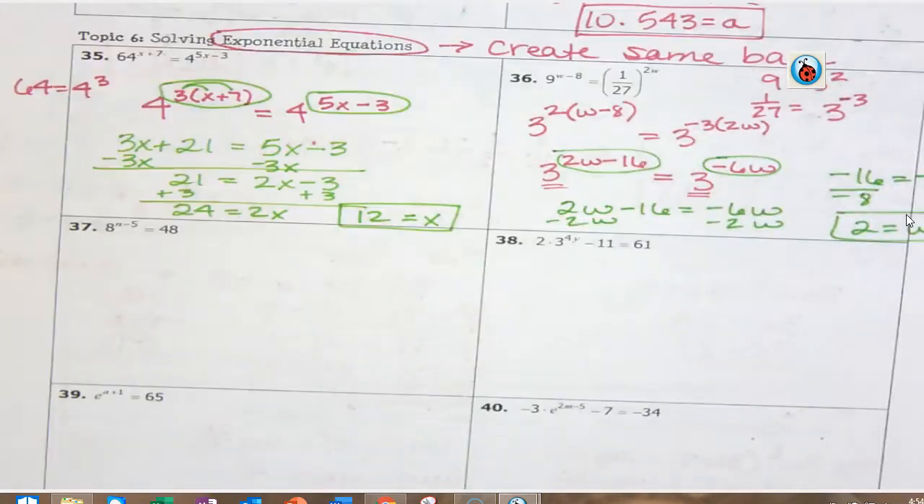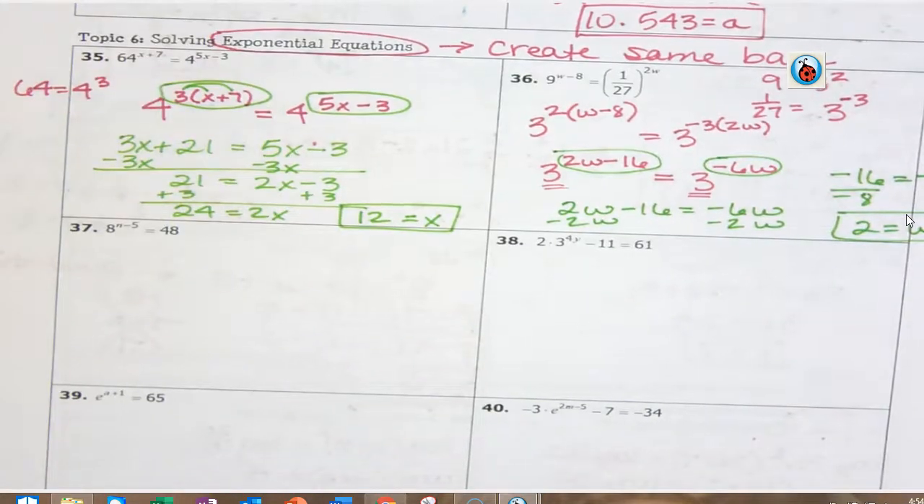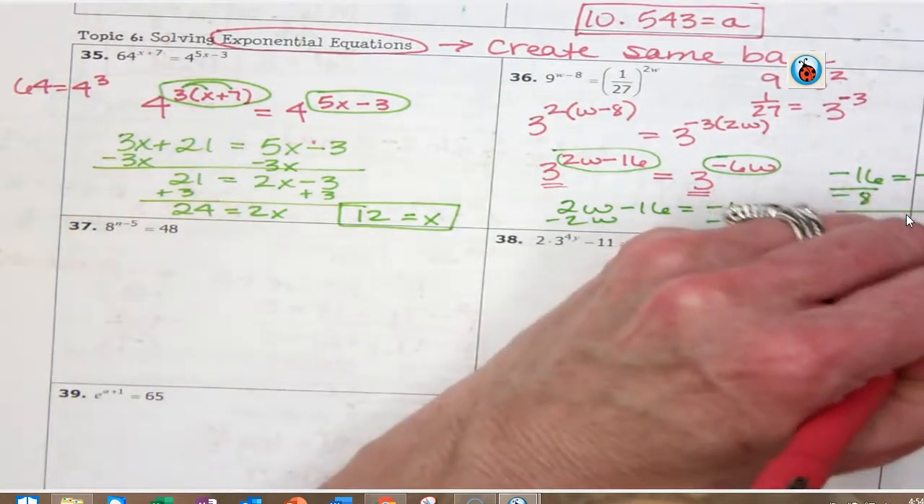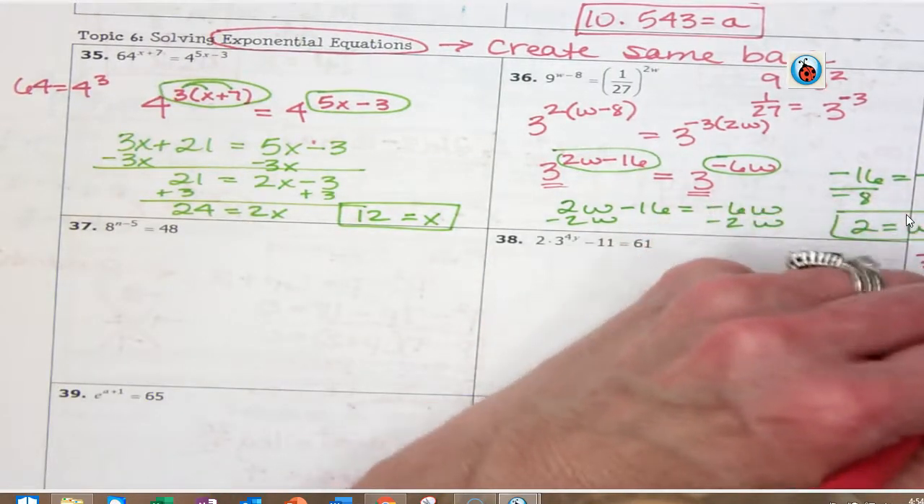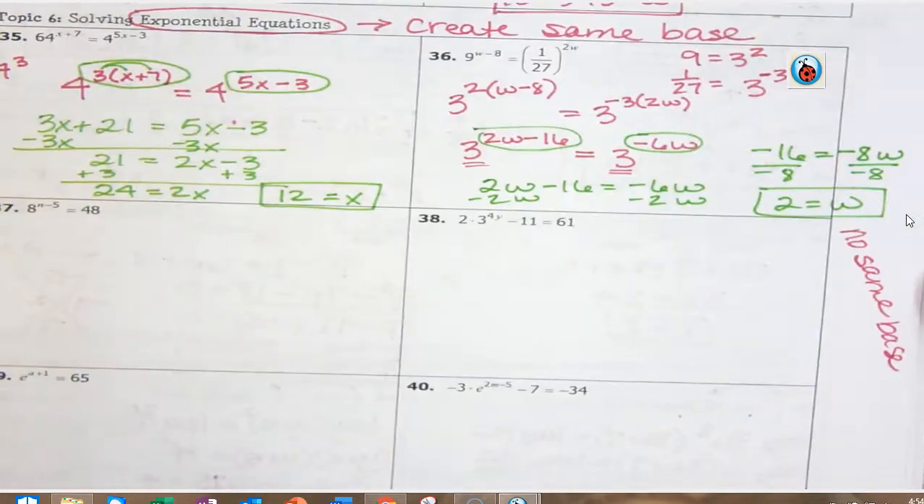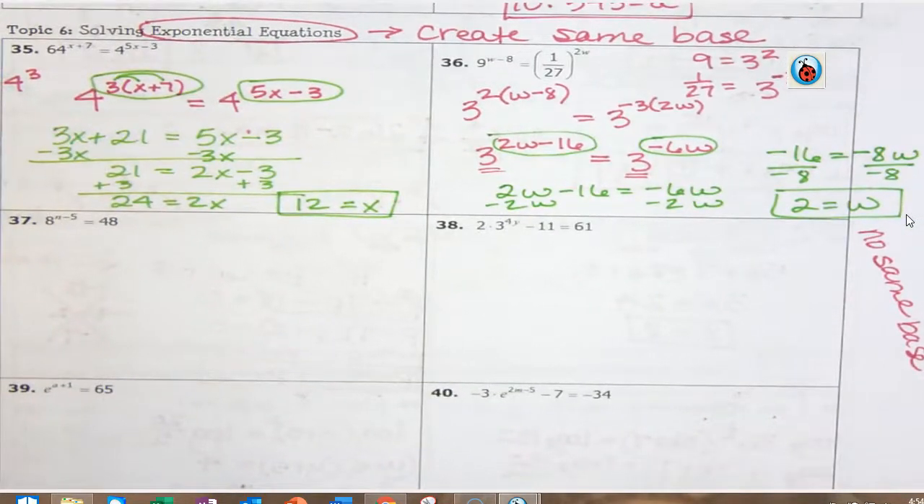Now, these, I cannot create the same base. No same base. And how do I know that? Well, I know that by looking at the numbers. 48 is not a perfect square or a perfect cube. So there's no way I can create a perfect square or a perfect cube with 48.